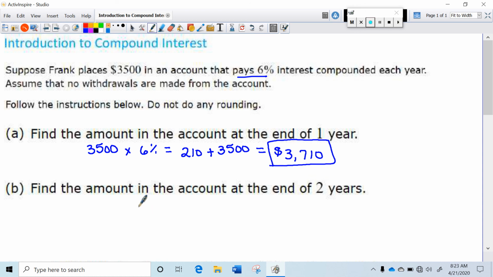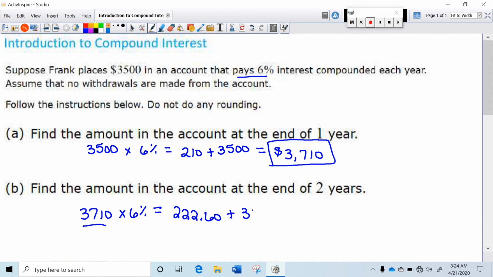Part B says find the amount in the account at the end of 2 years. Well, at the end of year 1, he has $3,710. The interest rate didn't change. It's still 6%. So for year 2, go ahead and multiply that together and you'll get the amount of interest that the bank paid. It's $222.60.